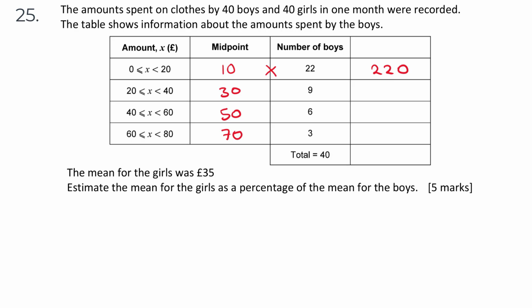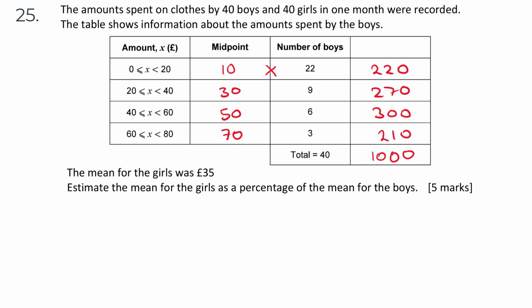I'm going to do that for each of my other values. 30 times 9 is 270. 50 times 6 is 300. And 70 times 3 is 210. Adding that up, you can use your calculator if you like, but often it's easier just to do it in your head. So that's 0, and then 2, 7 and 1 is 0, carry 1, and I've got 2, 4, 7, 8, 9, 10. So that adds up to 1,000. You might want to double check it on your calculator, but I think that's right.